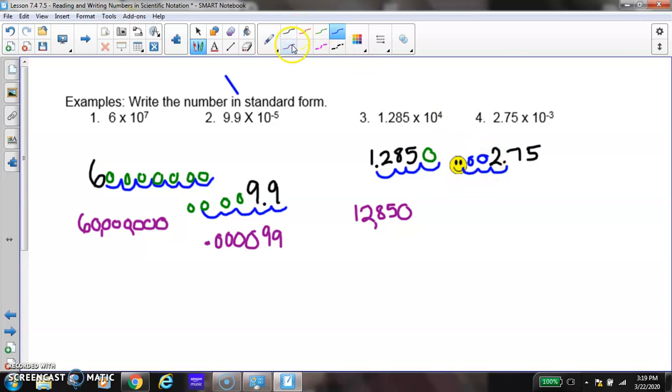And then finally, I'm going to write my final answer. This time I have to put that decimal point there, right? So 0.00275. Make sure you don't write 2 decimal points. Make sure you just have 1 decimal point in your final answer.